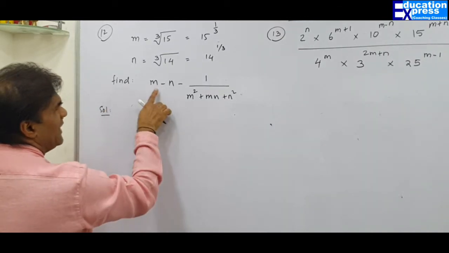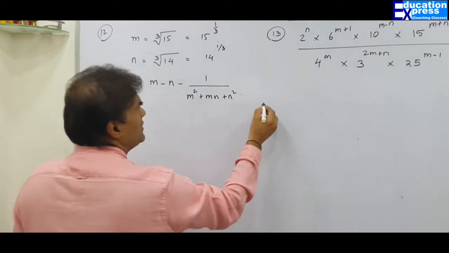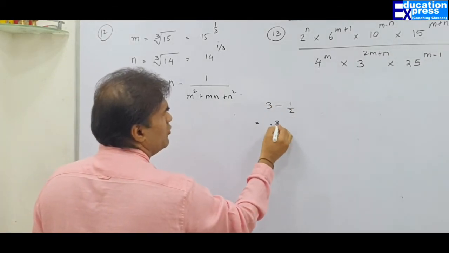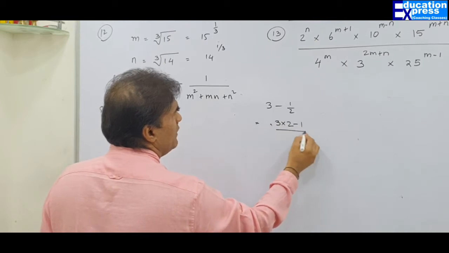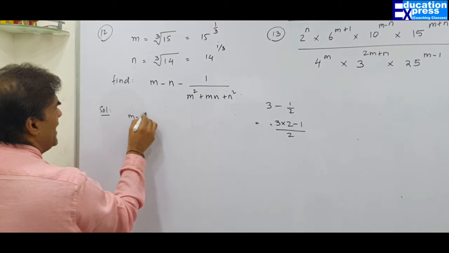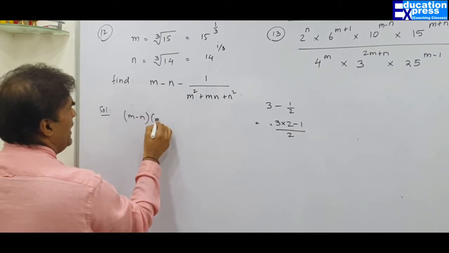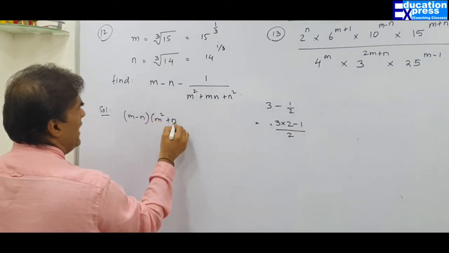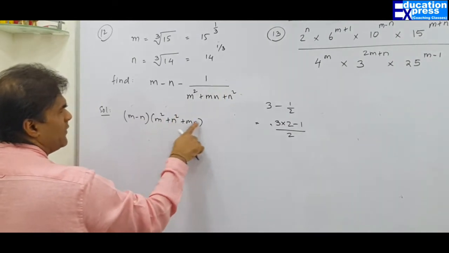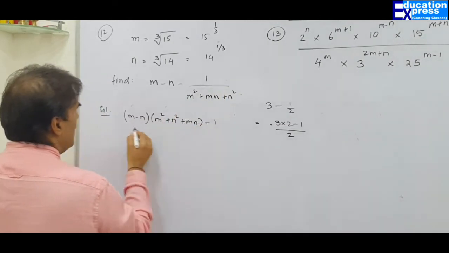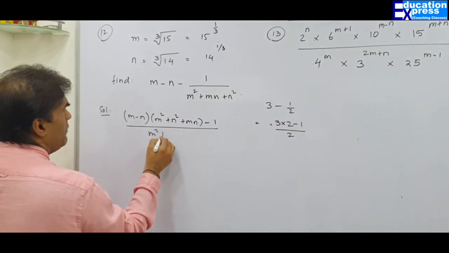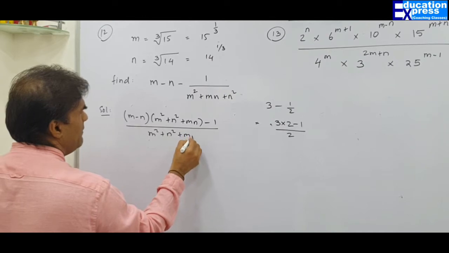First thing is you take the LCM. How? Supposing you have 3 minus half. How do you take LCM? So 3 into 2, 6 minus 1, the whole upon 2. Same way, m minus n multiplied by m square plus n square plus mn. Same thing I have written, but squared. So I've just arranged it properly. Minus 1 upon m square plus n square plus mn.